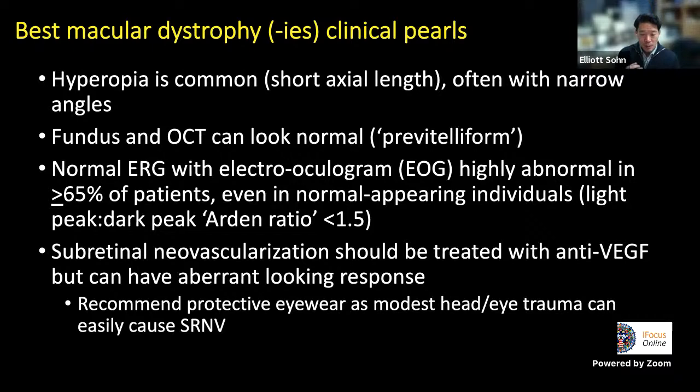So these patients are particularly susceptible to getting CNVs. Even relatively modest head trauma or eye trauma can cause it. So it's a good idea to recommend that they have protective eyewear at all times, certainly at times of higher risk activities.